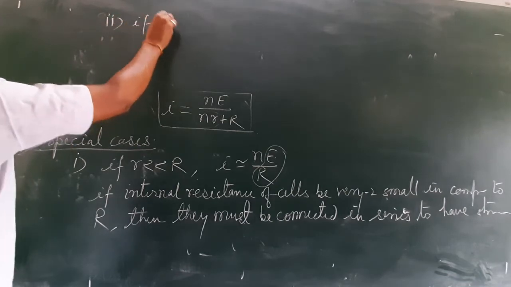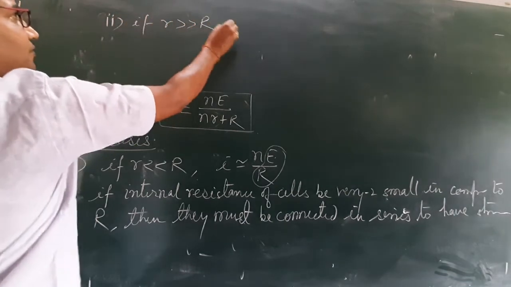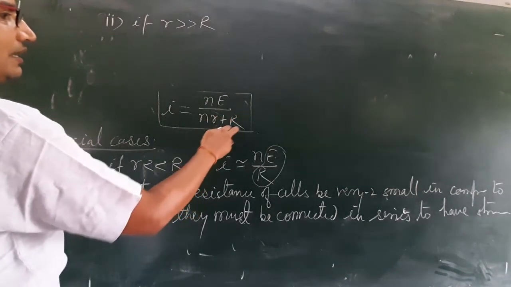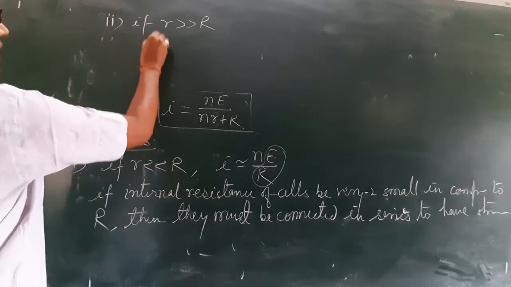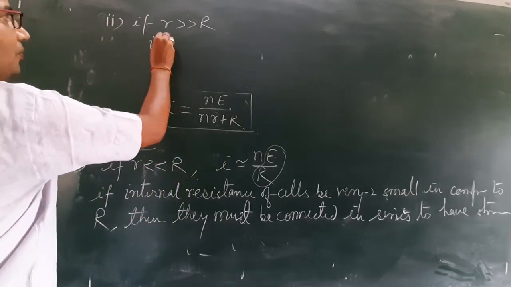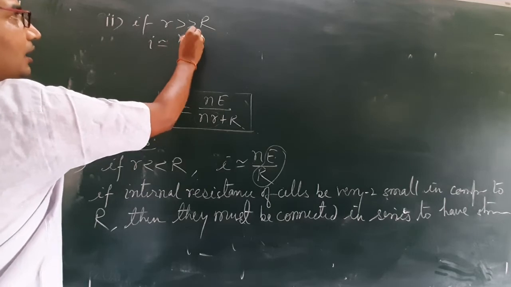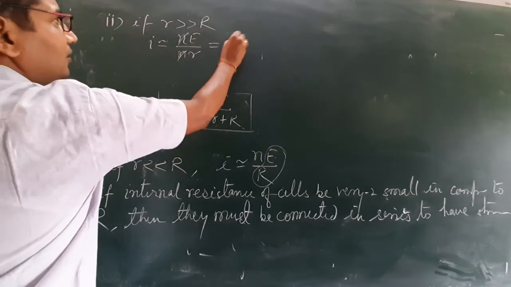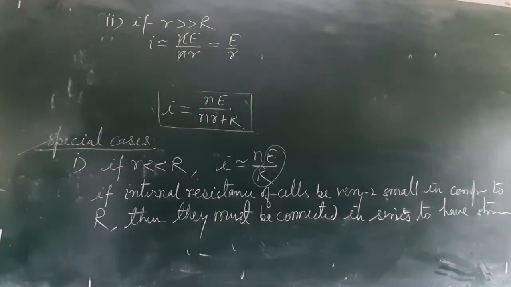If the internal resistance of the cell is very high in comparison to the external one, then what will happen? In that case, capital R can be ignored, can be neglected. I is approximately equal to nE upon nr. n will be cancelled, you are left with E upon r, which is very small.